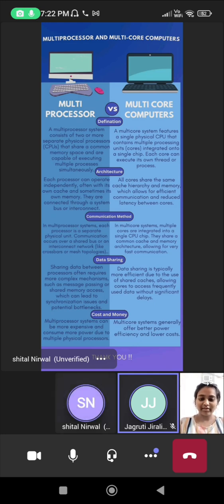Good evening, sir. My name is Sheetal Udhonirvar, and here I am explaining the topics of data sharing, cost, and money from the difference between multiprocessor and multi-core computers. So, what is data sharing in multiprocessors? Data sharing in multiprocessor systems refers to the methods and processes by which multiple CPUs, central processing units, communicate and access shared data within a common memory space.